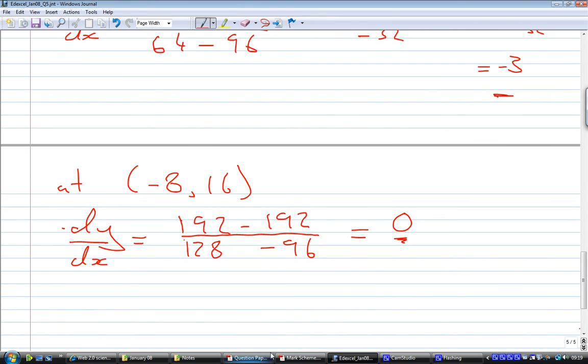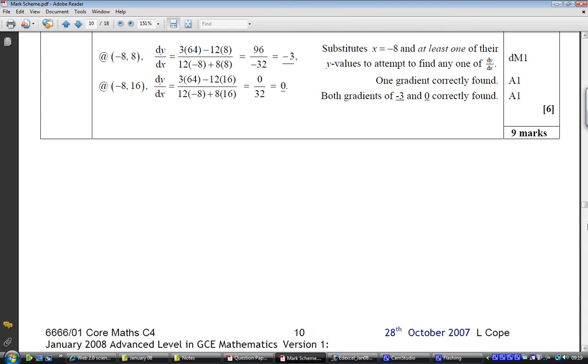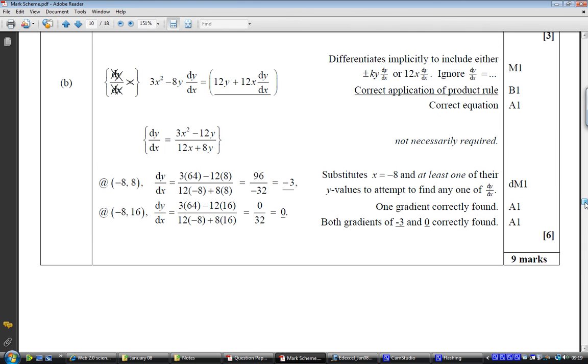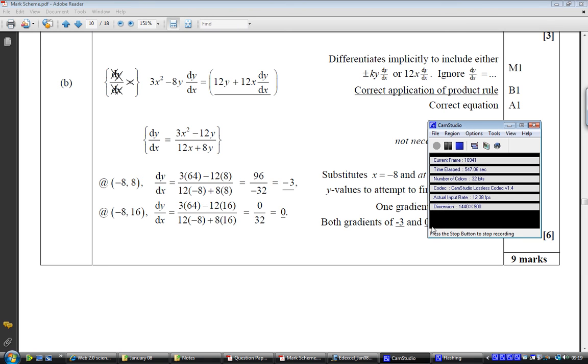So we'll have a look at the mark scheme and check that's right. I think it's at the right page. Yes, it is. Okay, there you go. Minus 3 and 0, I both found there, so that's that done. Okay, hope that was useful.